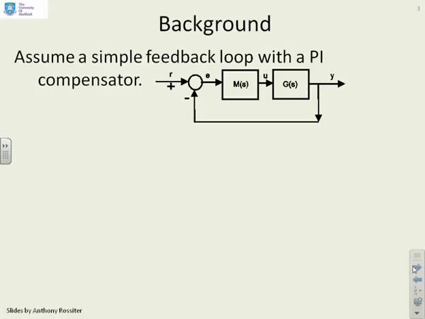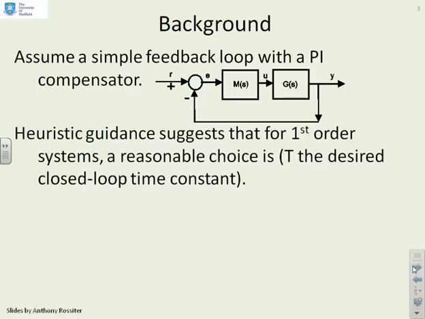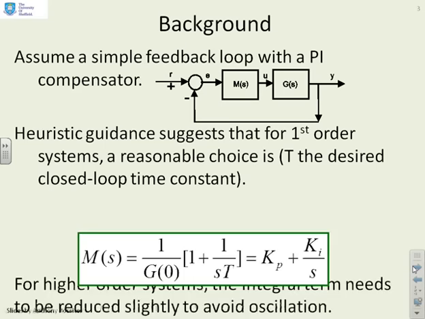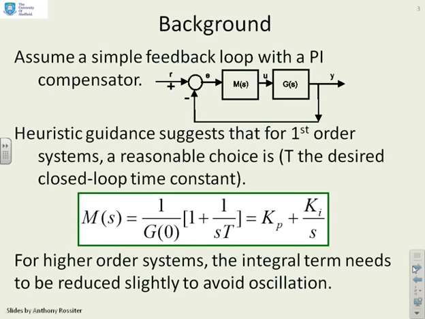Now some background. We're going to assume a simple feedback loop with a PI compensator, a bit like this. Now for heuristic guidance, which is designed ideally for first order systems, and with T the desired closed loop time constant, we've said that you can use a compensator a bit like this. You'll see M of s is 1 over G of 0, that's the steady state gain of the system, times 1 plus 1 over sT. And obviously you can write that as a proportional term plus an integral term. And you're reminded that for higher order systems this choice of integral might be slightly large and you might want to reduce it a little bit. On with the questions then.